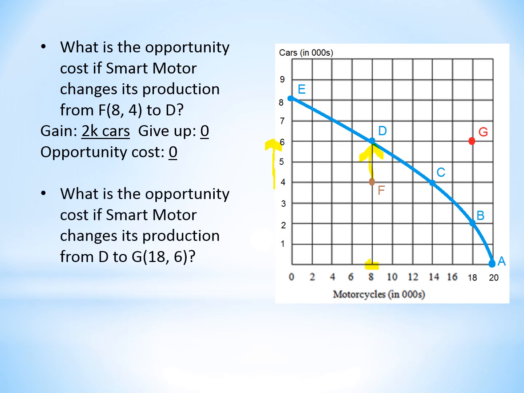Next question, what is the opportunity cost if Smart Motor changes its production from D to G? D to G looks like here, from here to here. What do you think? It's a tricky question, isn't it? G is outside the PPF. Is it possible to achieve? No, right? So the answer is it's impossible to change to G. Very good.